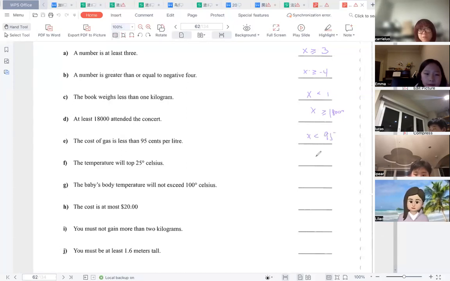Lucas. The temperature will top 25 degrees Celsius. What does top mean? No, but like top, top. That means most. 最高25度. Oh, X is smaller or equal to 25. Smaller or equals to 25. Get it? Smaller or equals to 25.